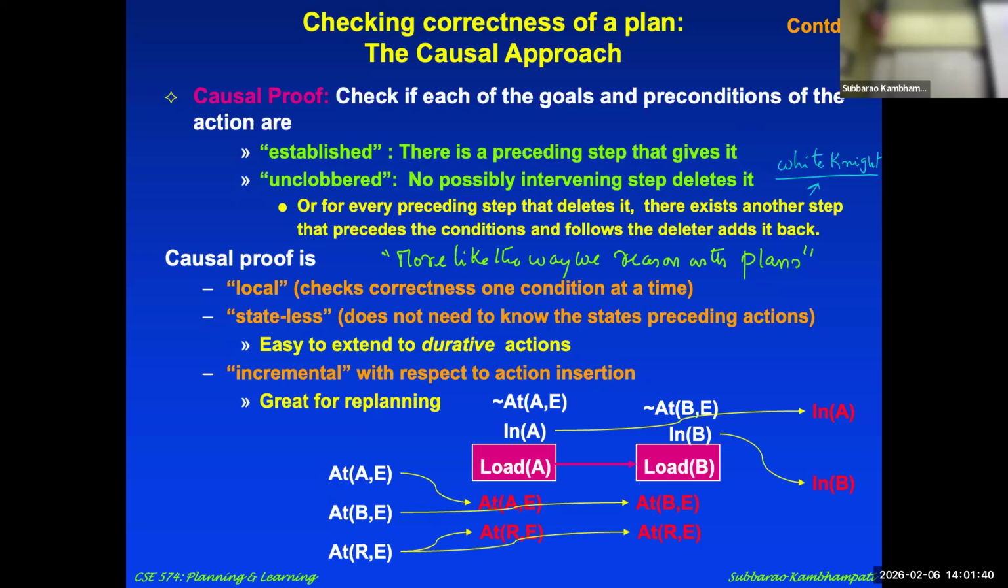Remember, the goals are position specific. That's the beauty of plan space planning. It's not like I generated at RE and so it should be true everywhere. I need at RE at this place. Immediately before this action, at RE should be true. Immediately before this action, I also need at RE to be true. Those are two different things.